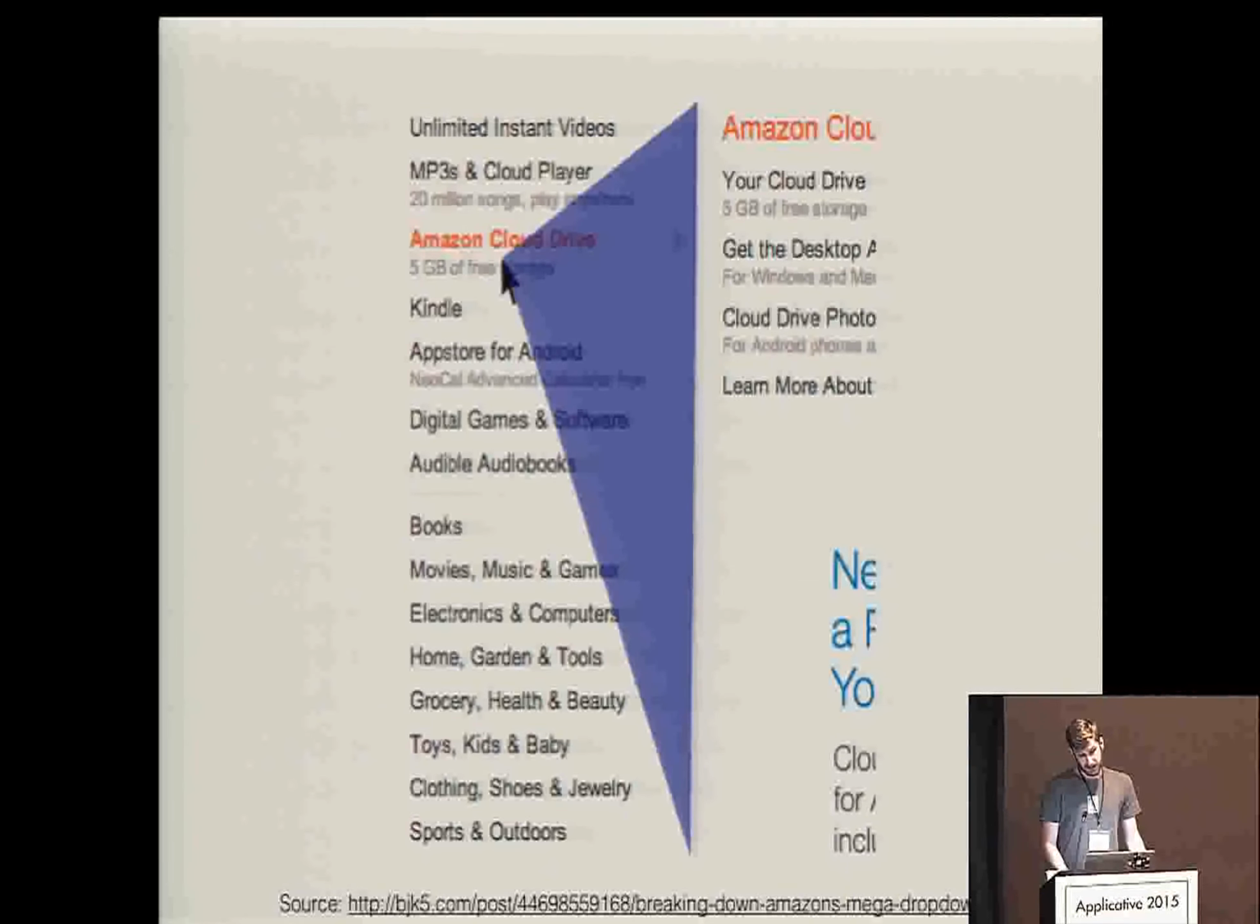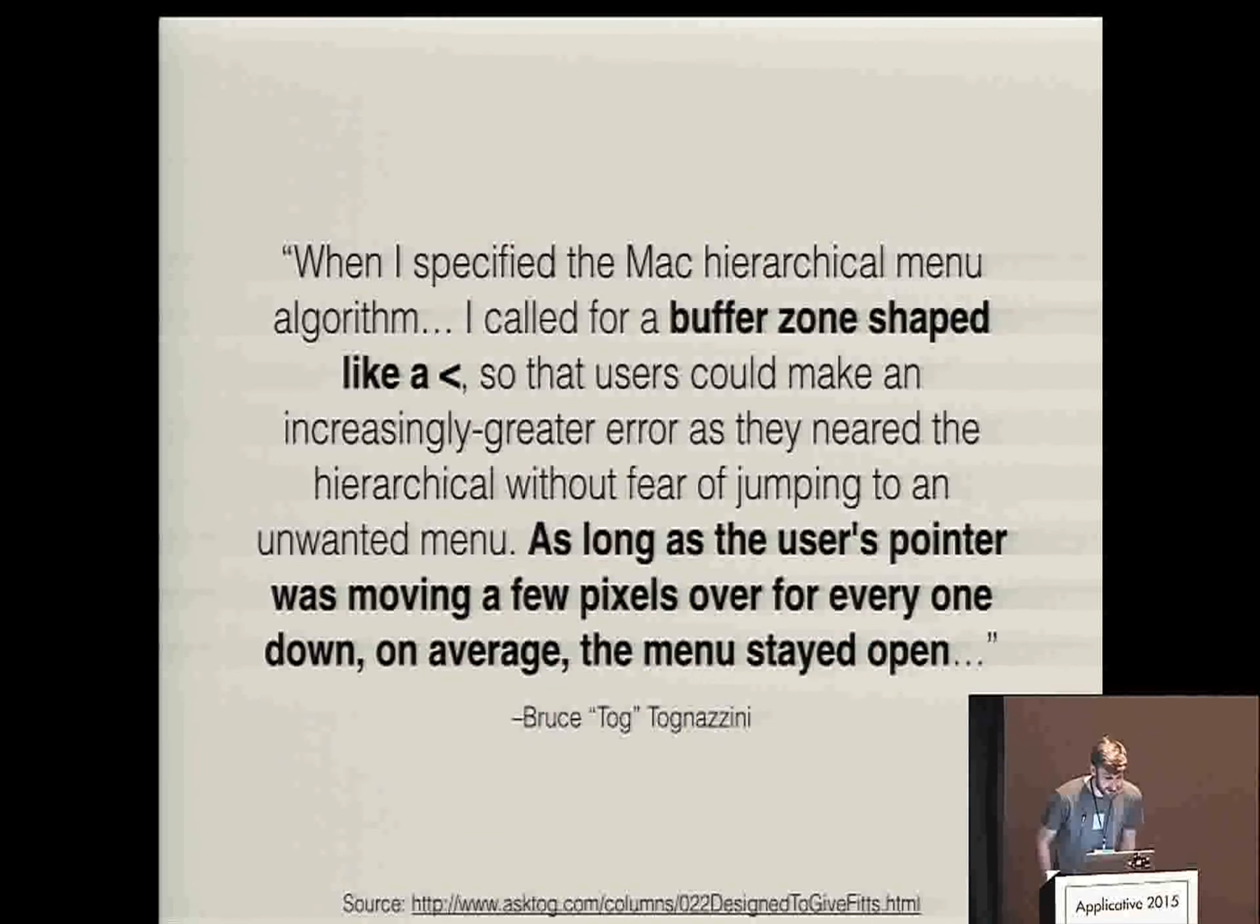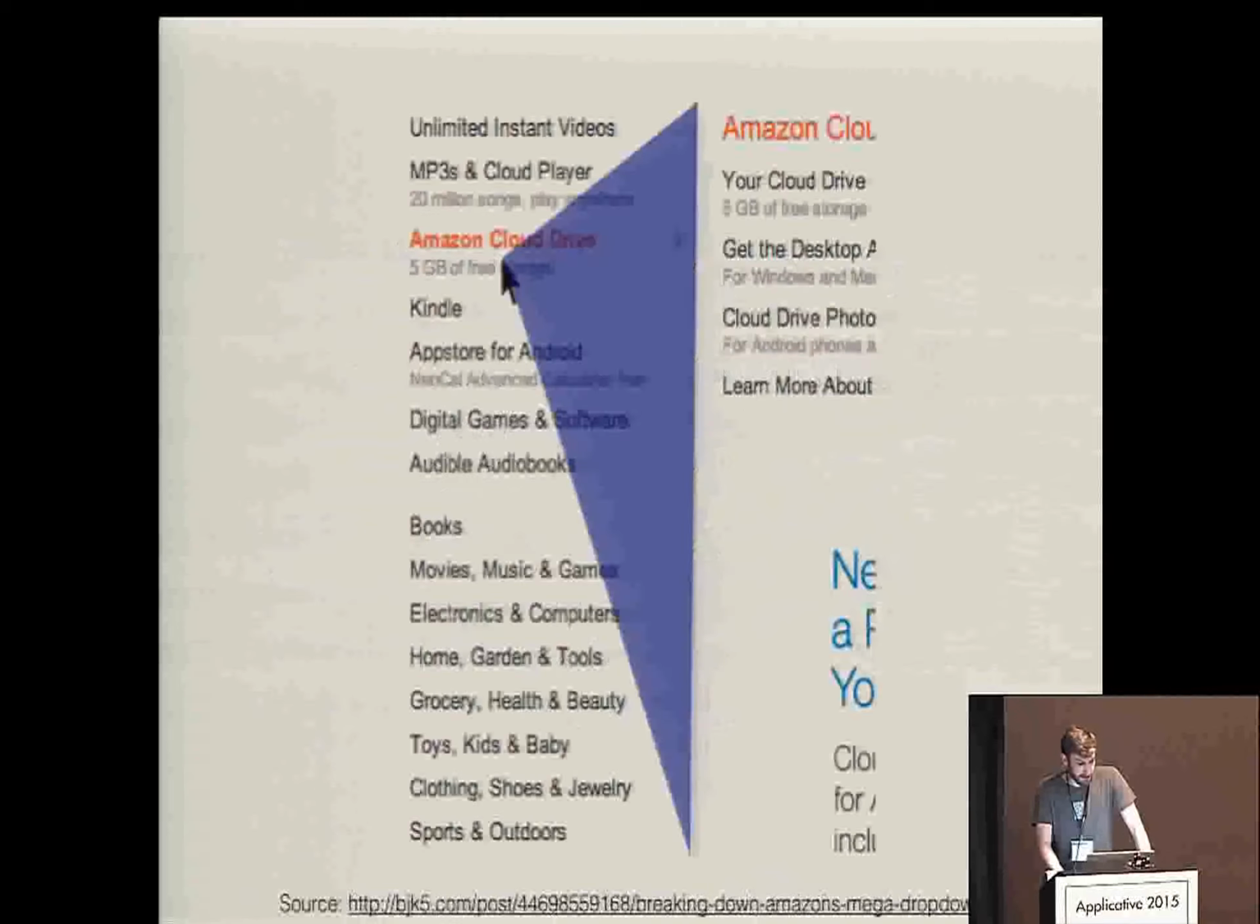So another quote from Tognazzini is, when I specified the Mac hierarchical menu algorithm, I called for a buffer zone shaped like a triangle so that users can make an increasingly greater error as they neared the hierarchical without fear of jumping to an unwanted menu. As long as the user's pointer was moving a few pixels over for every one down, on average, the menu stayed open. This is very similar to what you saw on Amazon's. The only difference is Amazon also lets you go up instead of just down. The menu's only dropped on the Mac, but sometimes they go on both sides. So this is this buffer zone shaped like a triangle.